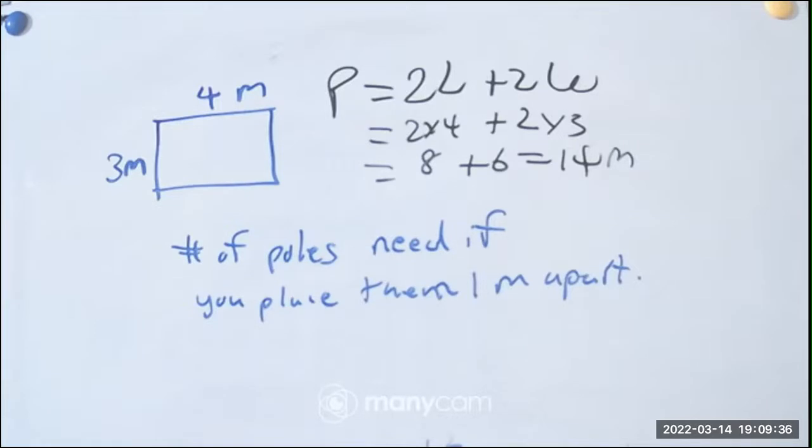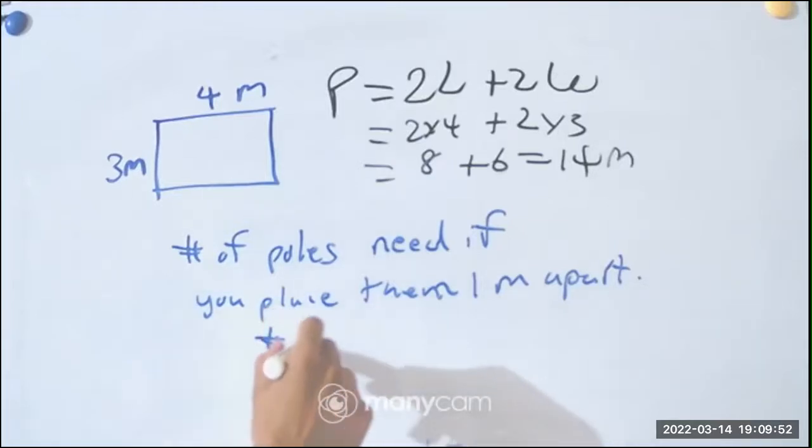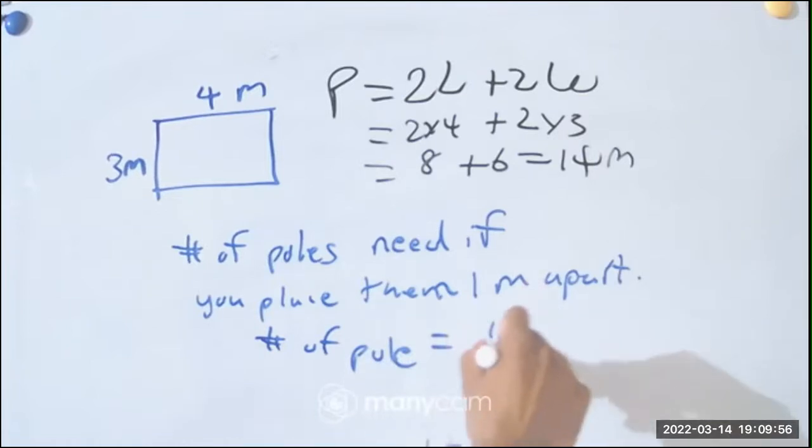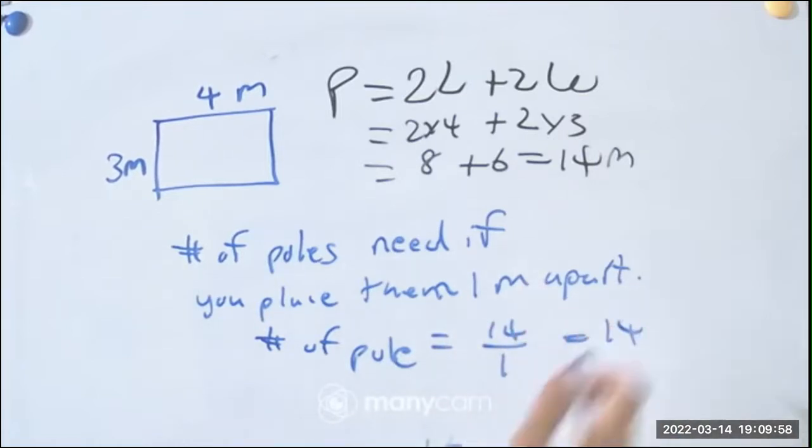So you would have 13 poles. Right, you would actually have 14 poles. All you need to do is divide by the 1 meter, right? So number of poles needed would be 14 divided by 1, which would be 14.